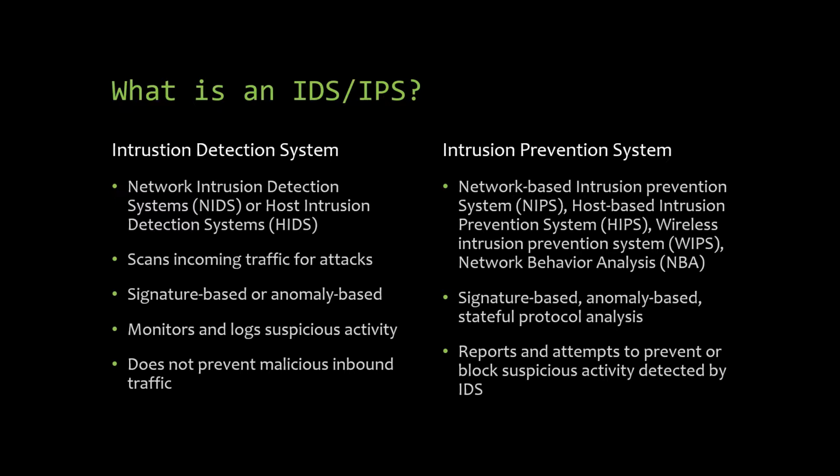There are four major types of intrusion prevention systems: network-based, host-based, wireless, and network behavior analysis. This video focuses on the first two. As with IDS, an IPS scans traffic based on signature and anomaly rules and can also analyze stateful protocol. An IPS has the ability to report, prevent, and block any malicious activity.